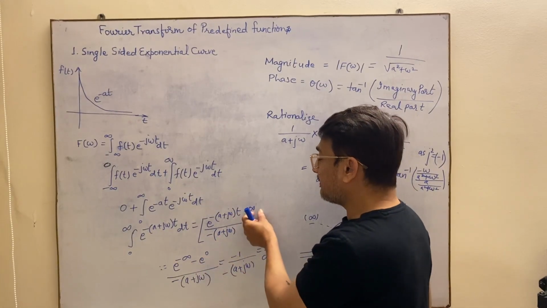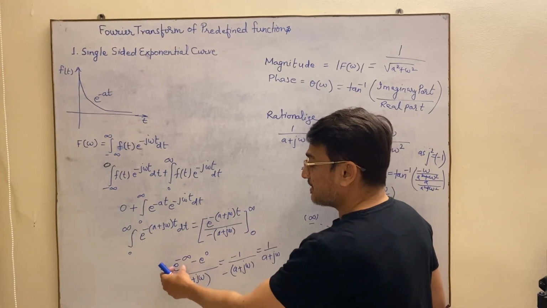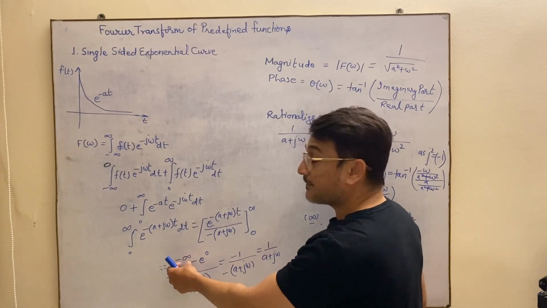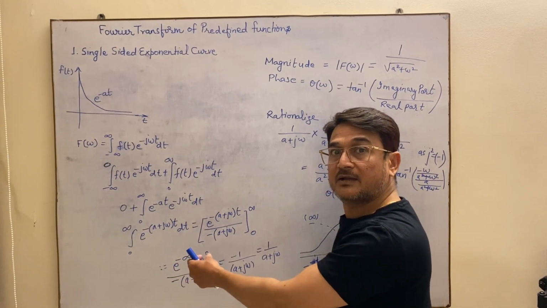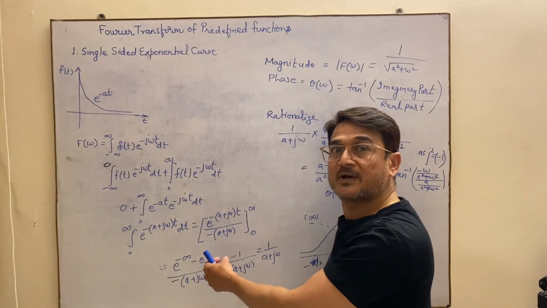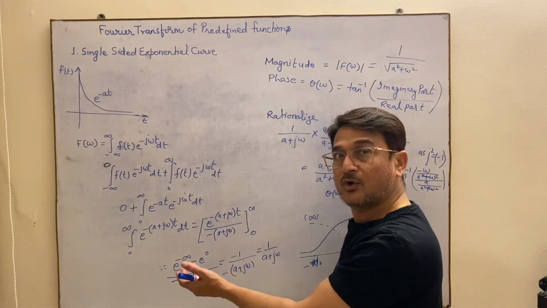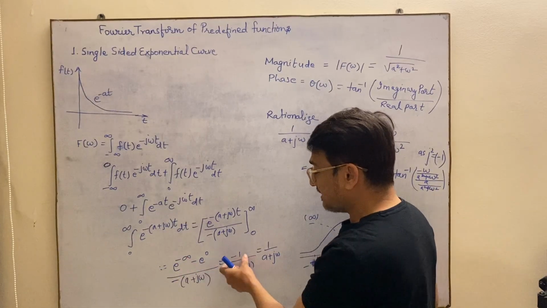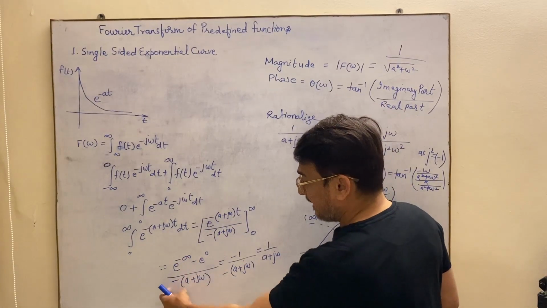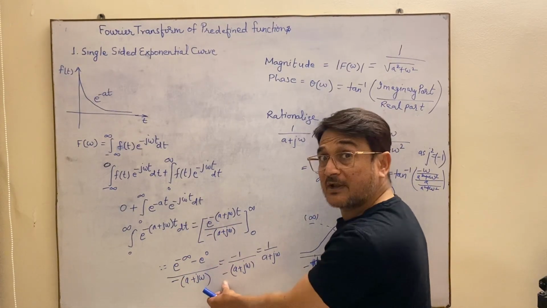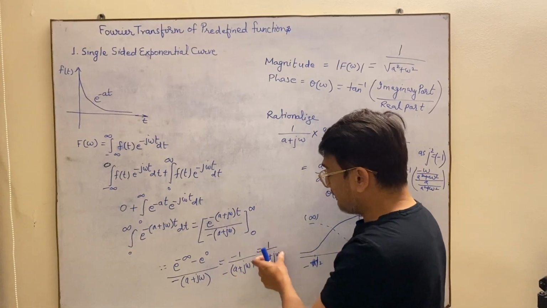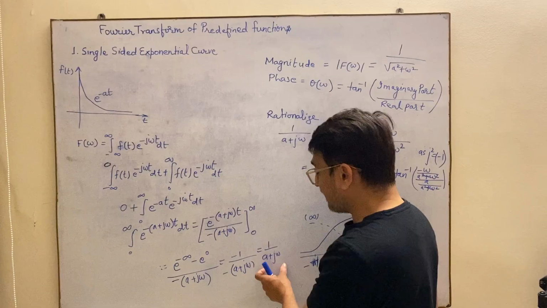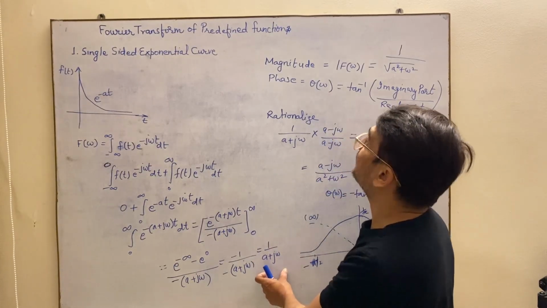Now we will put the limit. So it will become e raised to the power minus infinity minus e raised to the power 0. E raised to the power minus infinity can be written as 1 upon e raised to the power infinity, which will be 0, and e raised to the power 0 is 1. So 0 minus 1 is minus 1, upon minus of (a plus j omega). This minus and minus will cancel, so this will become 1 upon a plus j omega. So your Fourier transform F of omega is nothing but 1 upon a plus j omega.